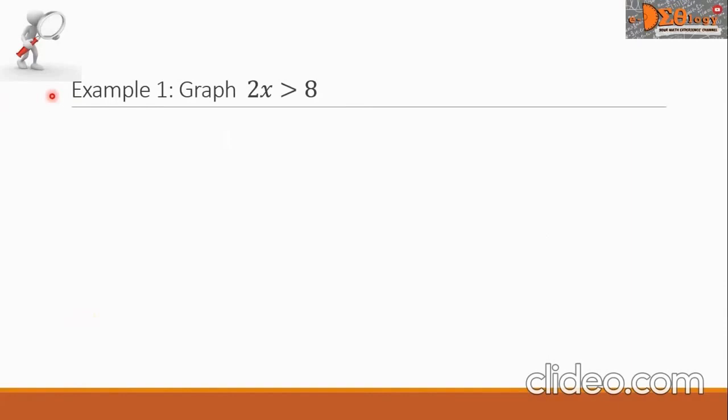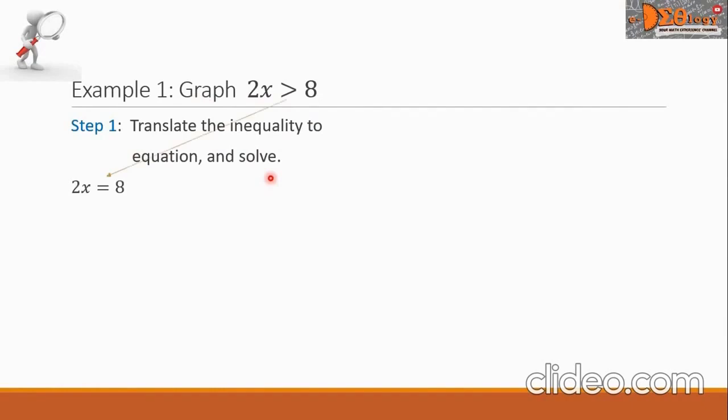Let us have example 1. Graph the inequality 2x is greater than 8. Step 1. Translate the inequality to equation and solve. It means to say, we're going to change this greater than symbol into equal sign. So we have now 2x equals 8. And then let us solve for x.